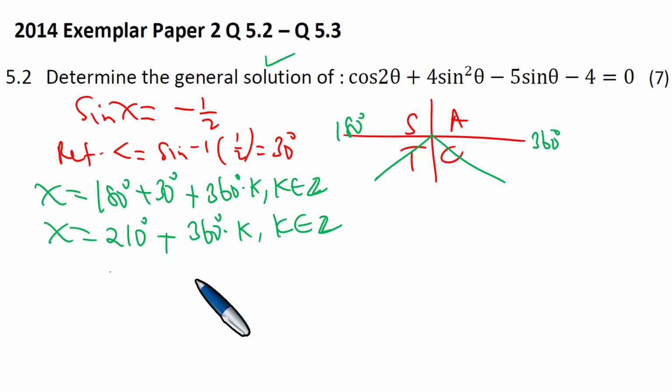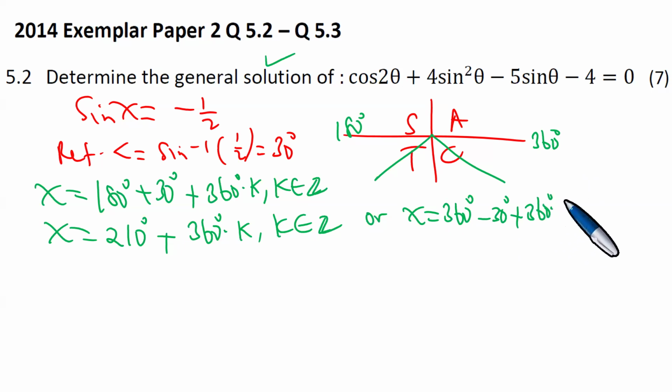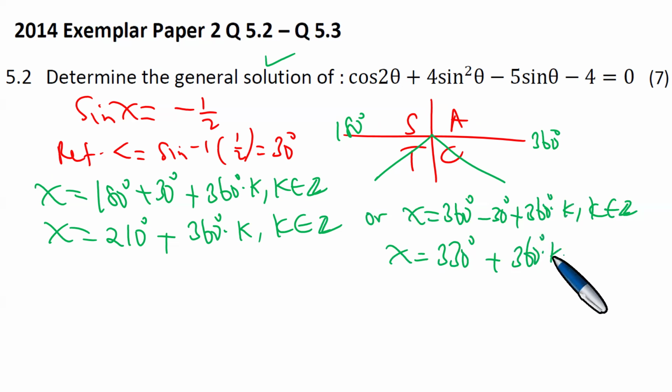Simultaneously, this is not all. We found one of the solutions, and we then have the other solution. And what is the other solution? The other solution arises when we are dealing with the fourth quadrant, because here we were dealing with the third quadrant. The fourth quadrant will be 360 degrees minus 30, plus 360 degrees times k, k in Z. So this is 330 plus 360 times k, k in Z.